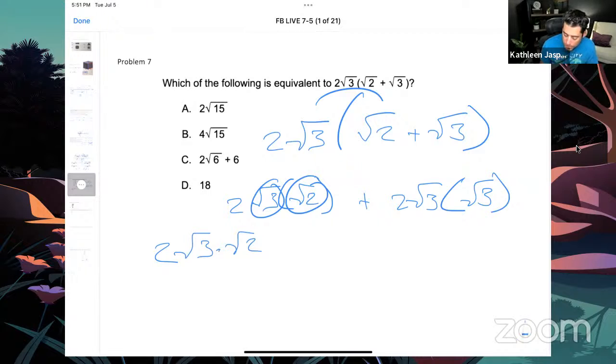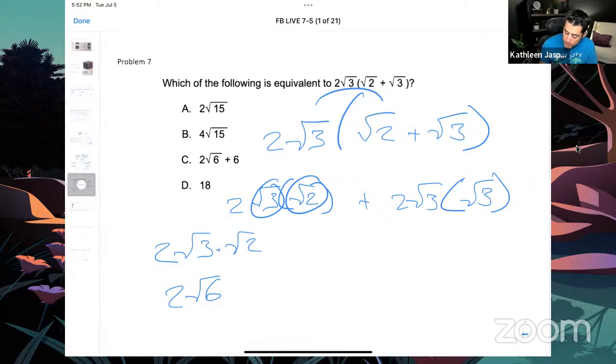Again, I'm doing this the long way. You shouldn't be doing this. I'm just trying to show you what happens so that you will be able to do it a lot faster and with less writing. That comes out to 2 square roots of 6, right? 3 times 2 is 6, but keep it under the radical.